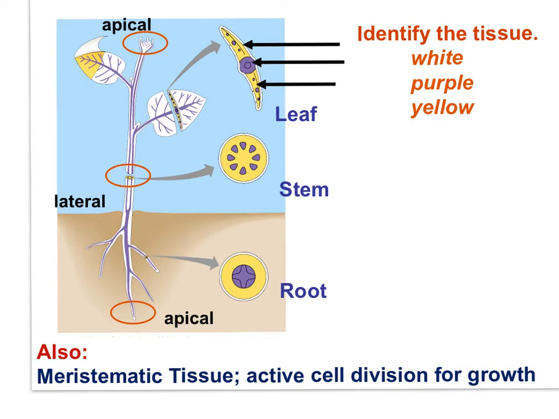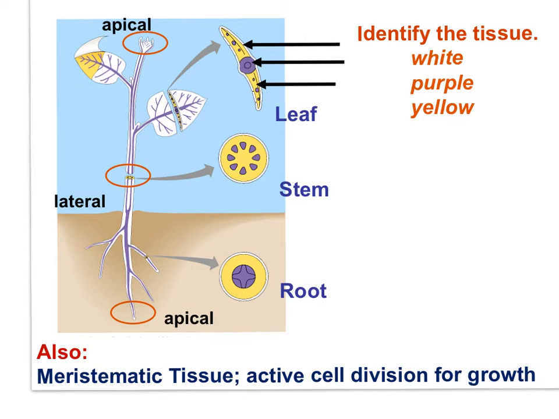Now, as a note and an eye to the future, the plant has actively dividing tissue in regions where the plant grows in length. Actively dividing tissue is known as meristematic tissue.